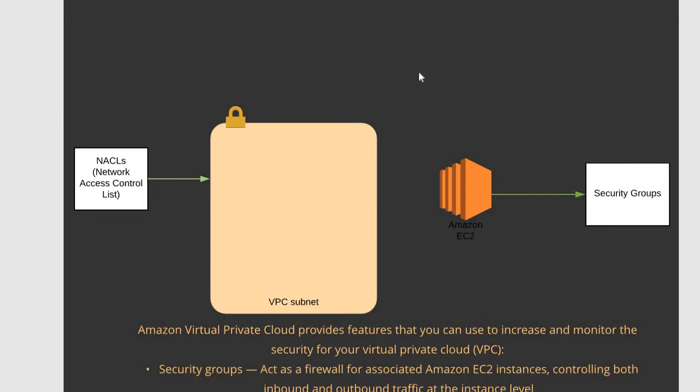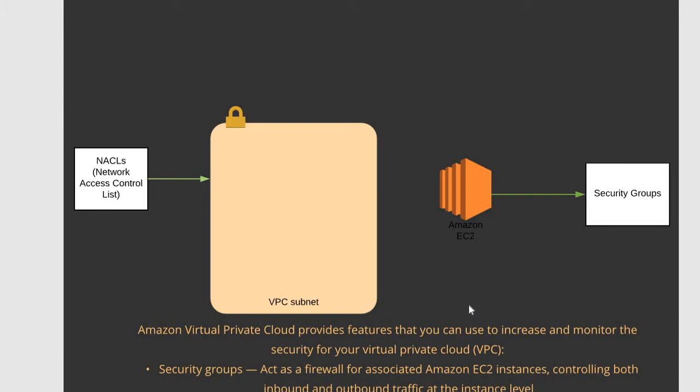While network access control list is configured at subnet level. So let's say I am placing my EC2 instance inside a VPC, inside a particular subnet. I am basically configuring two layers of security to control the incoming and outgoing traffic. The first level is security group. The second level is network access control list that is configured at the subnet level.